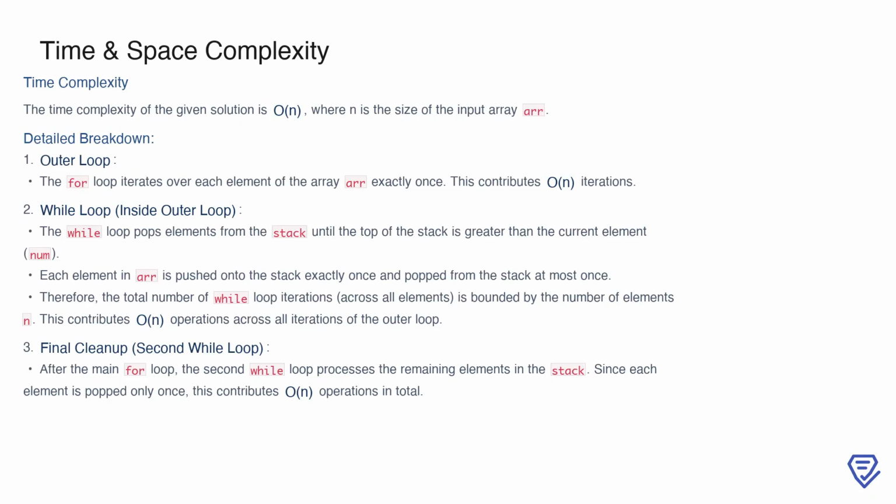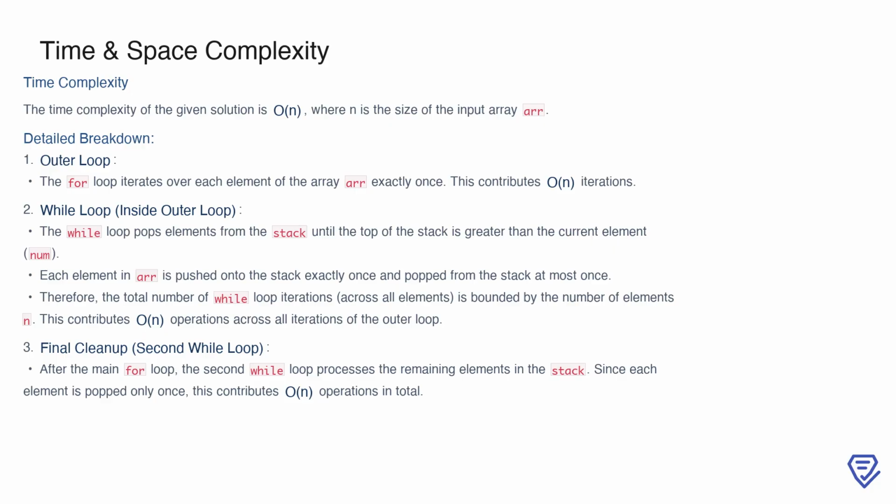The time complexity of our solution is O(n), where n represents the size of the input array. This is primarily due to the way we process elements in the array using loops. First, the outer loop iterates over each element of the array exactly once, contributing O(n) iterations. Within this loop, there's a while loop that processes the stack. The key observation here is that each element of the array is pushed onto the stack once and popped from the stack at most once. This means that the total number of iterations of the while loop, across all elements, is also bounded by O(n).